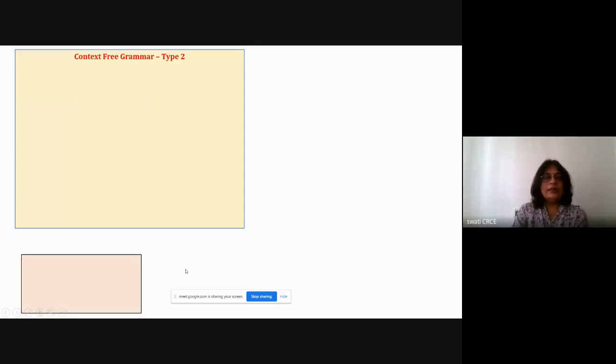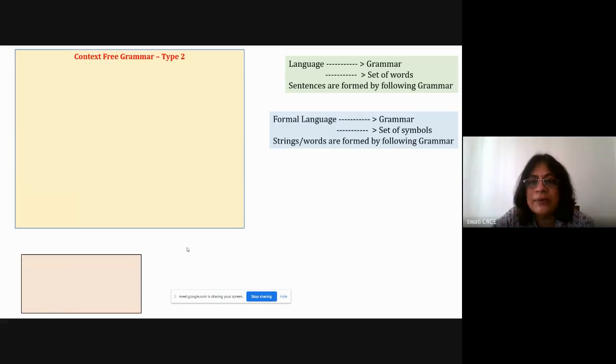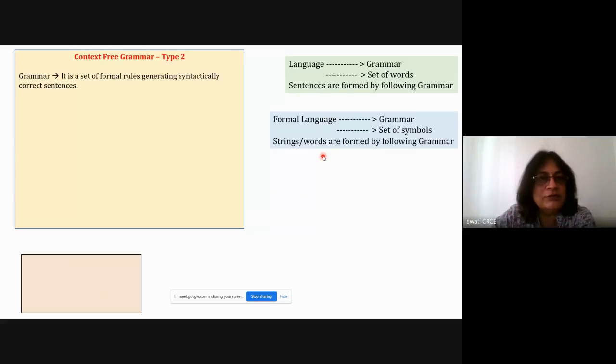So it is a type 2 grammar. Just have a revision about this grammar. Every grammar has a particular language. So the computer languages can be termed as the formal languages. The language has the grammar, and the language has the set of symbols. By following the set of symbols, we create the word, and the word or the sentence is formed by following the grammar. So this is the CFG.